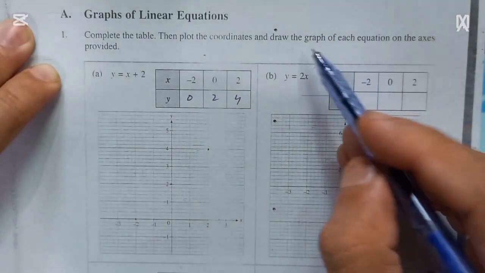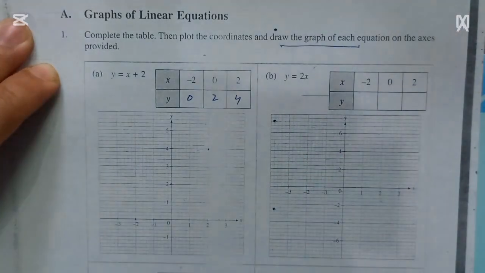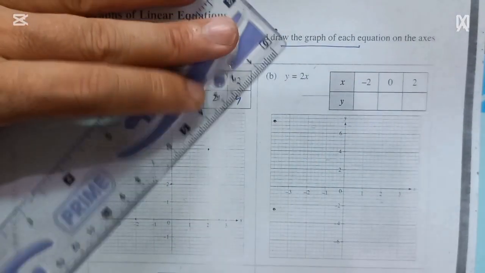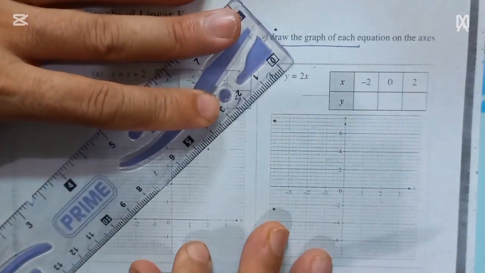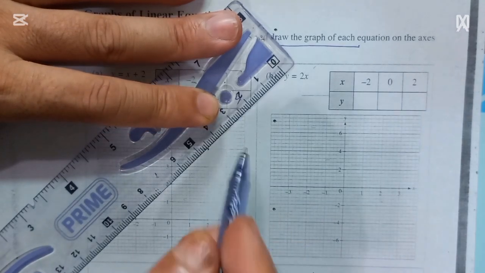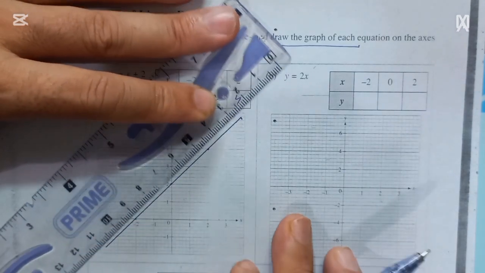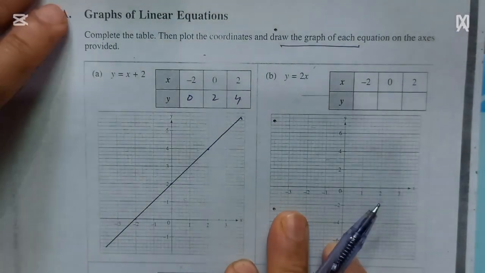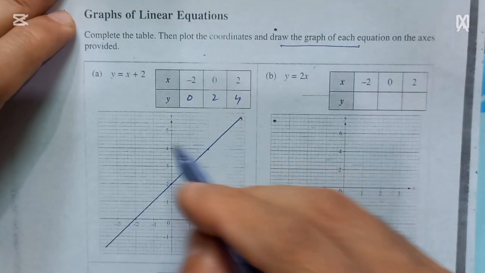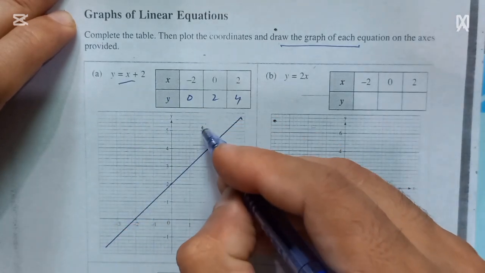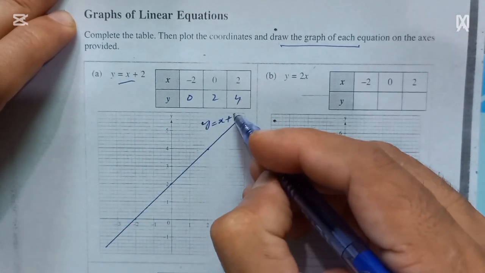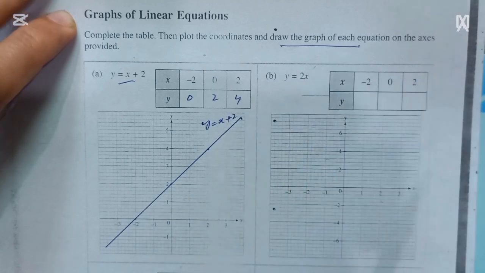And now the last requirement is to draw the graph. So now we will join these points with the help of a scale. So with the help of a scale, this is the straight line drawn. And the final step will be to label the graph. So this is the equation, y is equal to x plus 2. So this is the label of the graph.